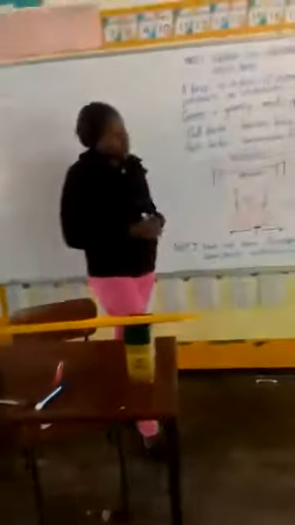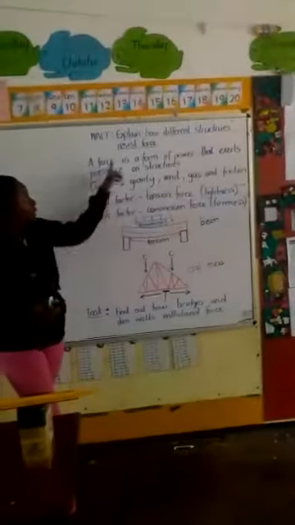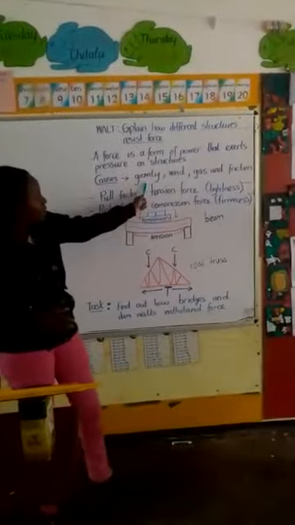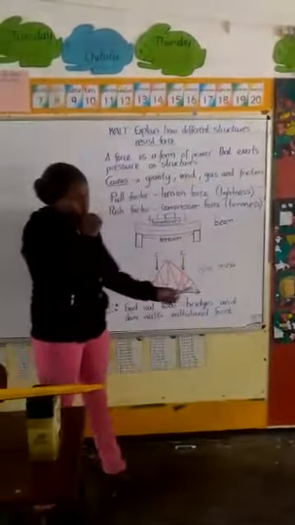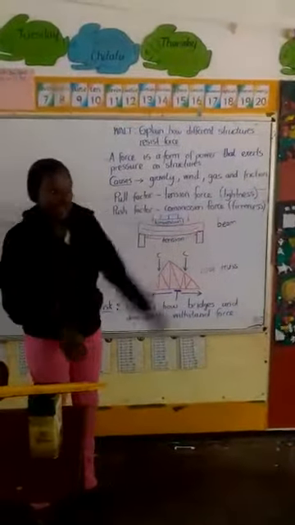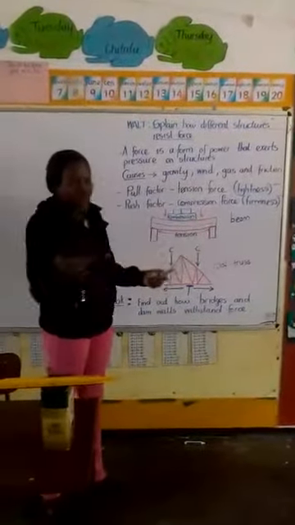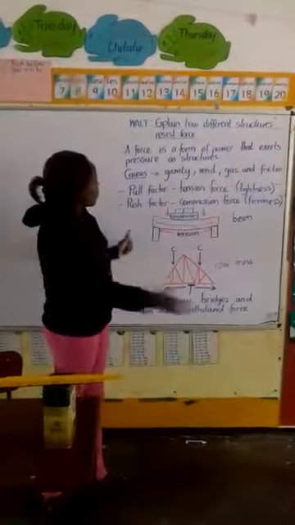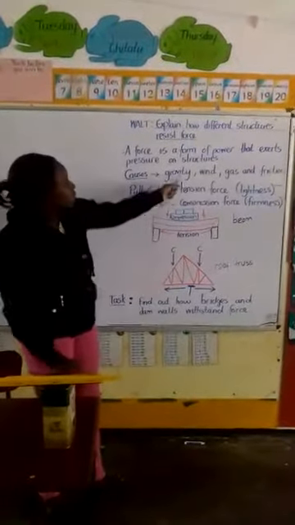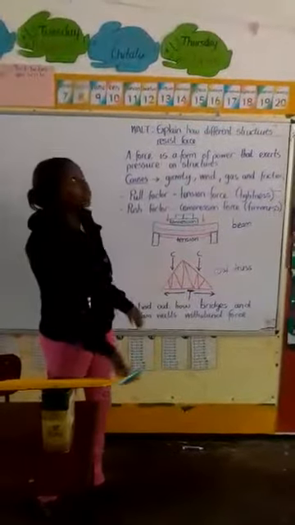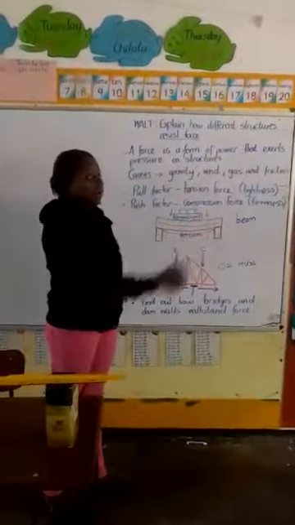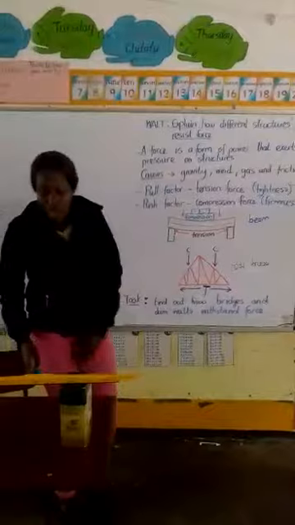So there are different causes of force. Number one, we've got gravity, we've got wind, gas, and friction. So for example, when the wind is blowing, it causes force or it exerts pressure on other structures. And also the force of gravity. For example, if I throw this pen up, the force of gravity is causing it to come down.